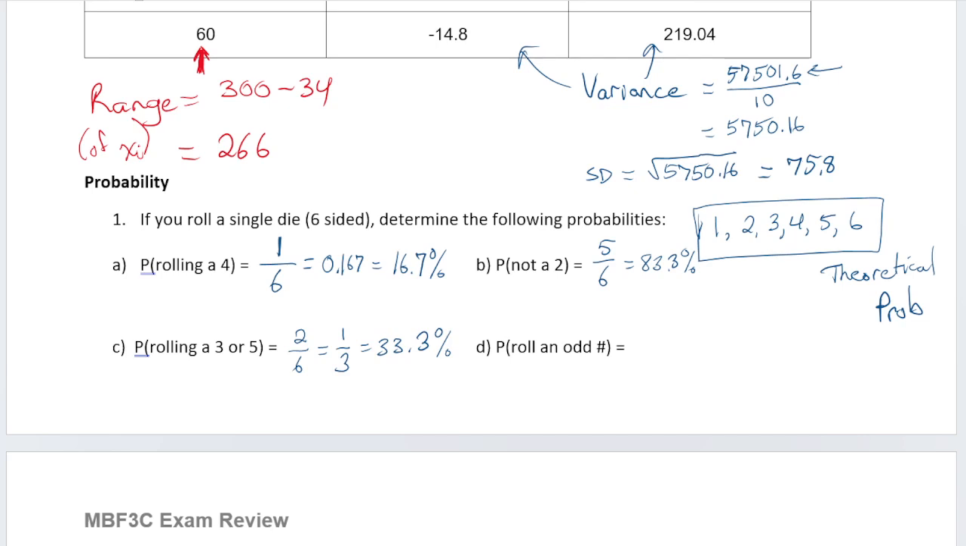And finally, an odd number. Well, that would be 1 or 3 or 5. So there's 3 ways to succeed out of 6. I can simplify that fraction by dividing the numerator and denominator by 3 to get a half, which is 50%. All right, we'll call that one here, and then I'll be back with number 5.